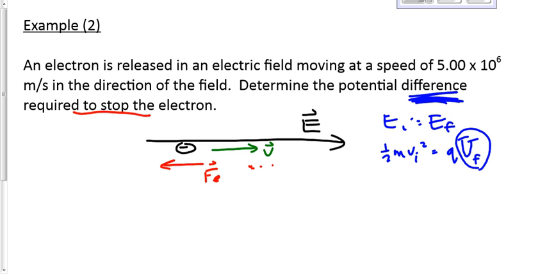Could we have defined, for whatever reason, the initial potential as 10? Yes. We would have found our final potential to be 10 more than what it is here, though.